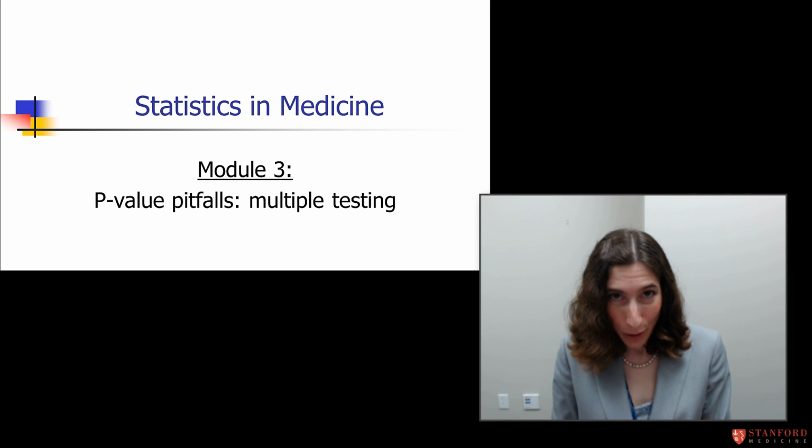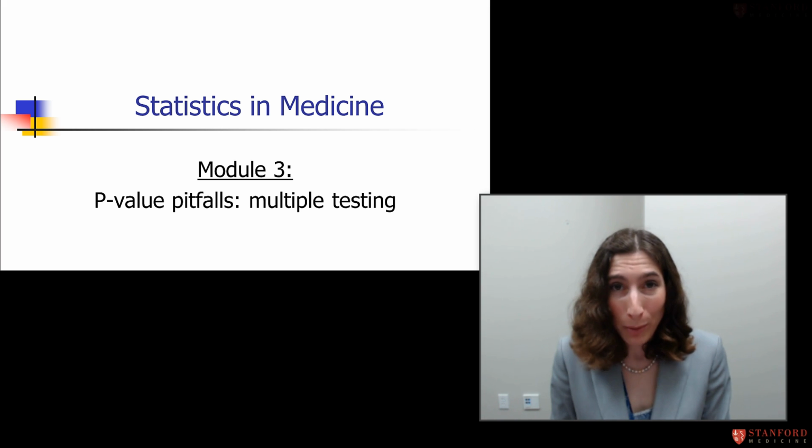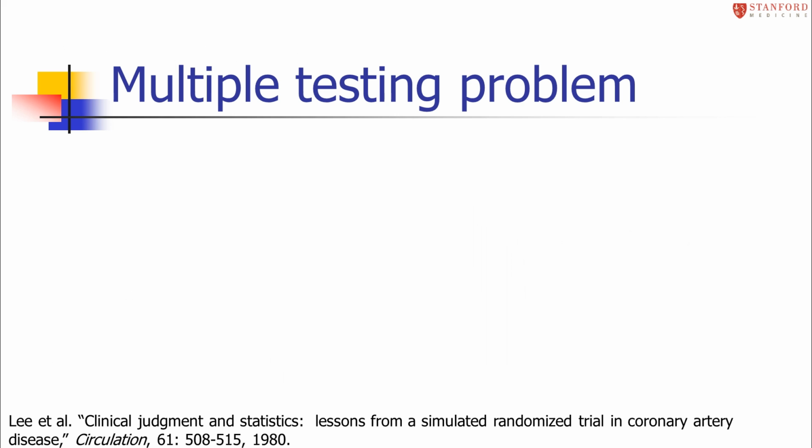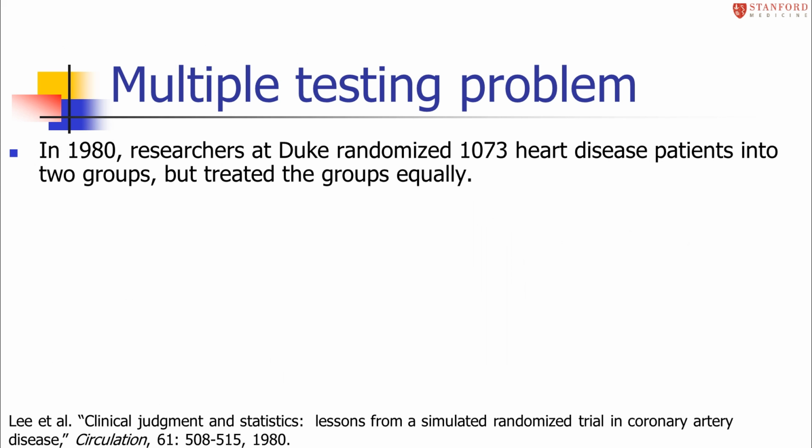The next p-value pitfall we're going to talk about is something called the problem of multiple testing. This problem is best illustrated with an example. This is one of my favorite studies in the medical literature. It shows why it's great to be a statistician. So this is a 1980 study.